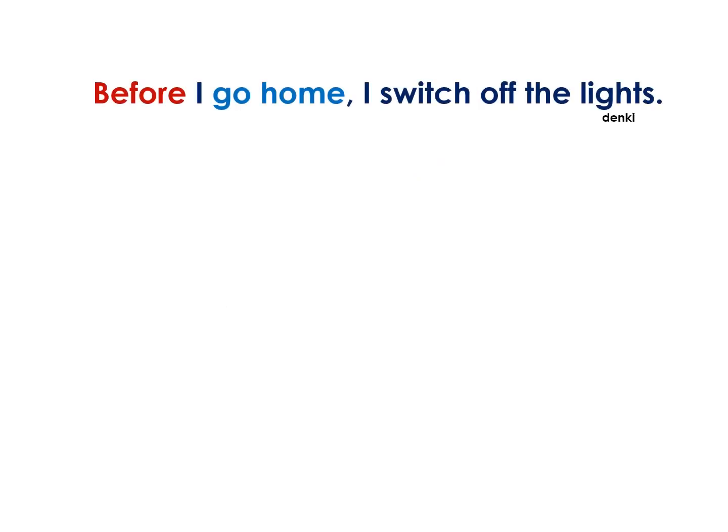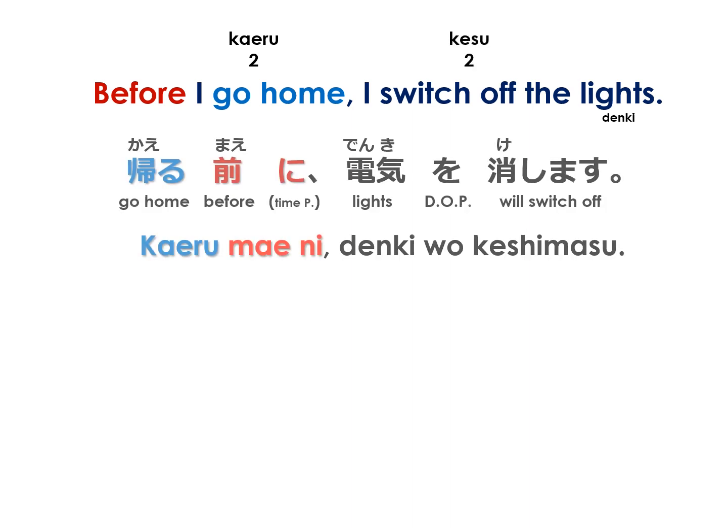Another example, before I go home, I switch off the lights. The verb to go home is kaeru, which is a category 2 verb. To switch off is kesu, which is also category 2. The whole sentence in Japanese is kaeru mae ni denki o keshimasu.